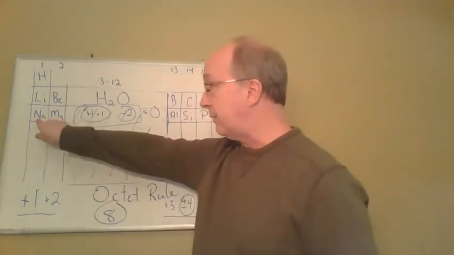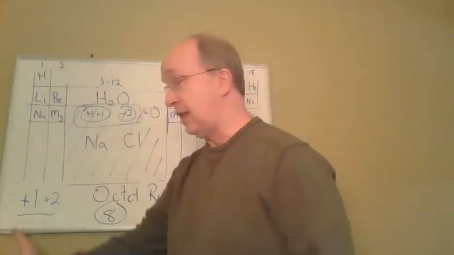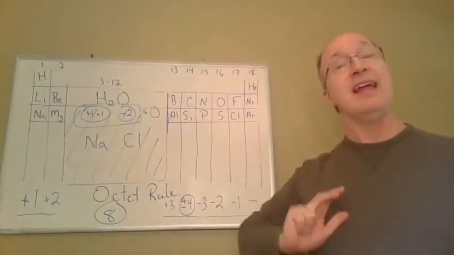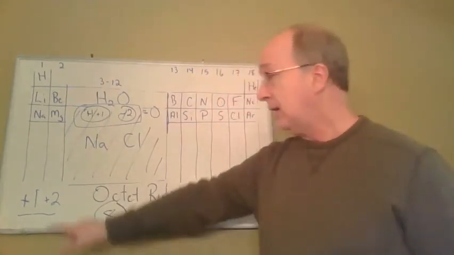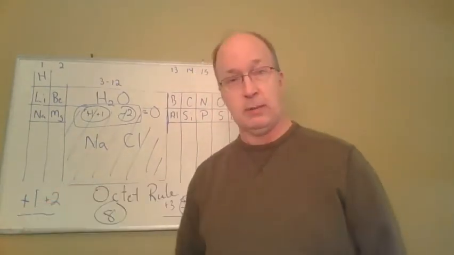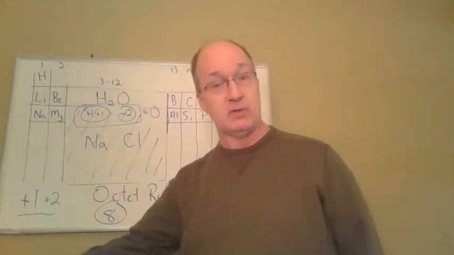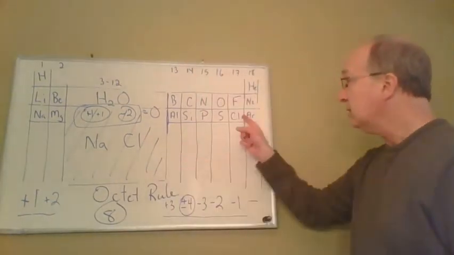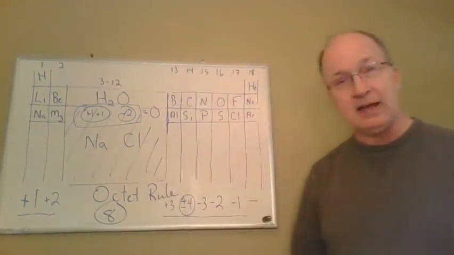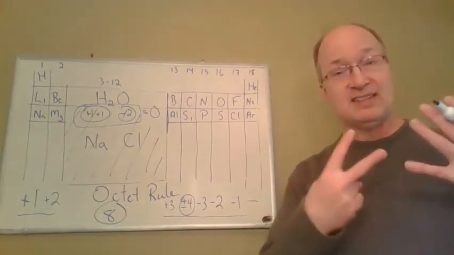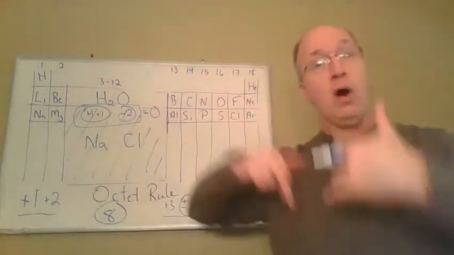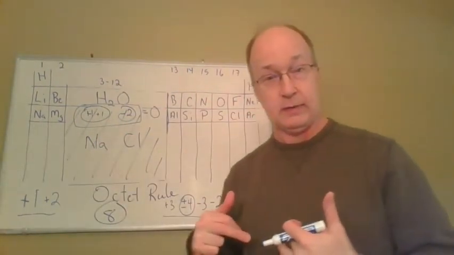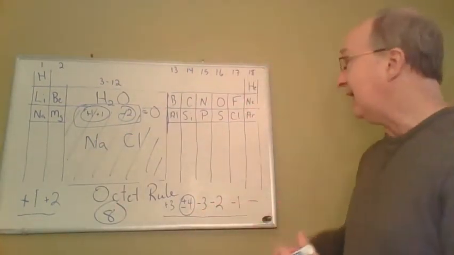Na is right here. It's in the first column. It has 1 valence electron. It would like to give up that 1 valence electron. It has a +1 oxidation number because it would like to give up its 1 electron. Chlorine, Cl, has a -1 oxidation number because it has 7 valence electrons. It only needs 1 to get its octet of 8. So it has a -1.